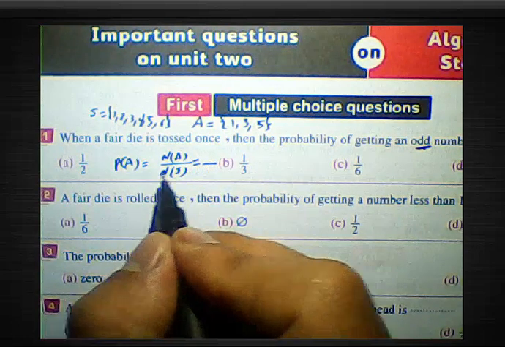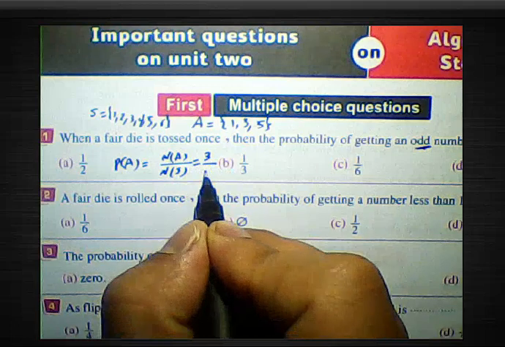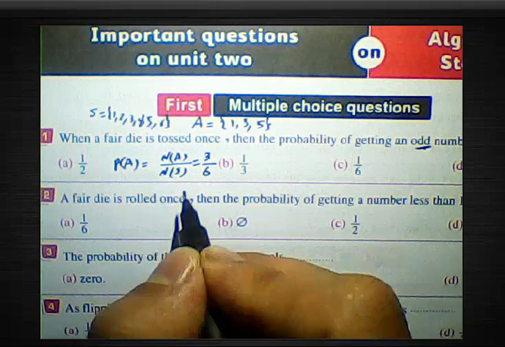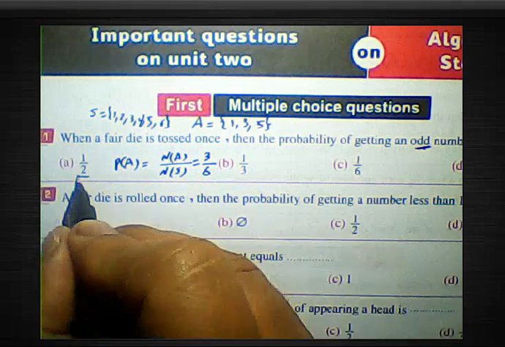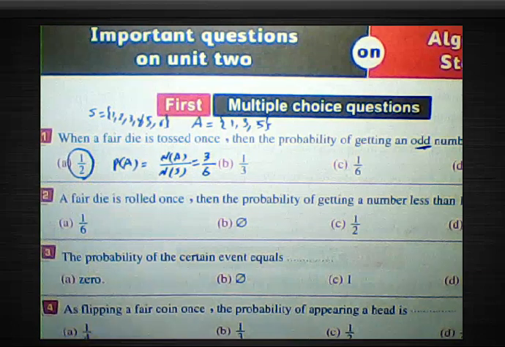The number of elements of A here is 3 over 6, the number of elements of the sample space. 3 over 6 means half. The result will be 1 over 2. Okay.